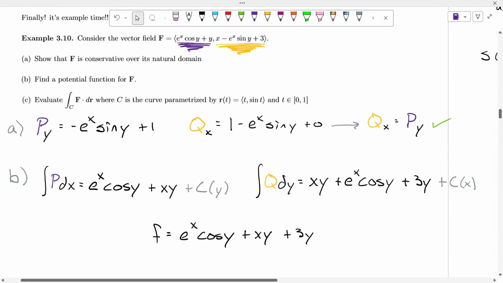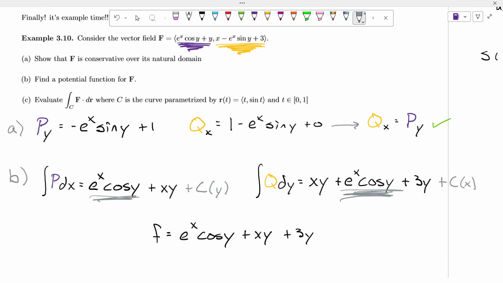What else to be said about that? I could double check this function right here. I could take its gradient and see that I come back to the original function that's there. But maybe a slightly better explanation of how I put all of these pieces together. Right, because I see that I have an e to the x cosine y in both of my two integrals. But then I only want it to show up once in my potential function. Same thing with xy. I see that it's present in both of my two integrals, but it only shows up once down in the original function. And then lastly, I've got that plus 3y that I need to add in.